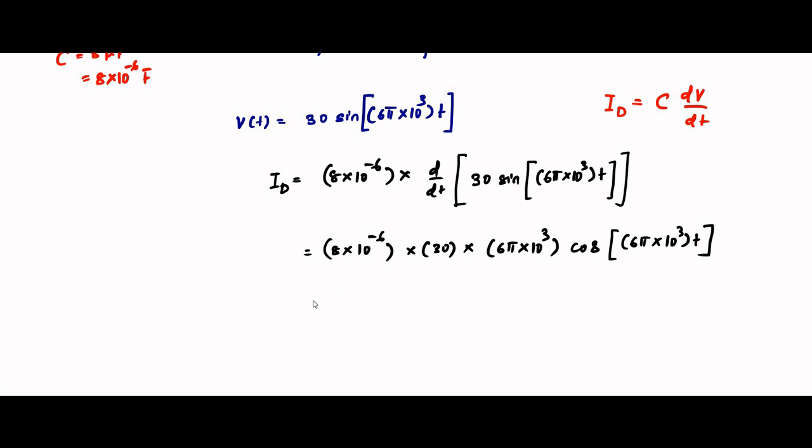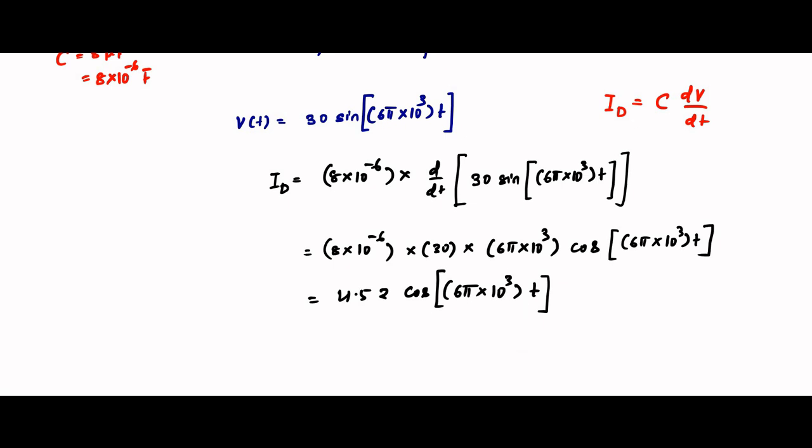This is the result. So the displacement current is equal to 8 into 10 to the power minus 6 into 30 into 6 pi into 10 to the power 3 cos. If we make the calculations, the amplitude of the displacement current, because the displacement current will also be alternating in nature, is coming around 4.52 cos 6 pi into 10 to the power 3 t. This is the result.